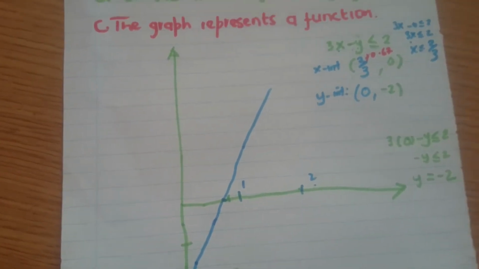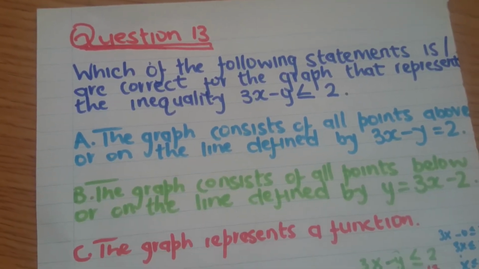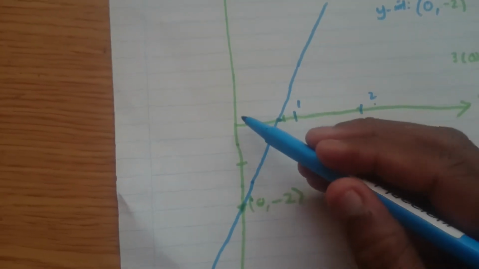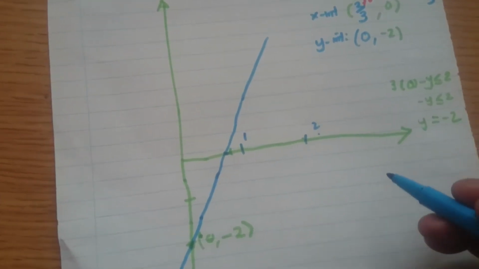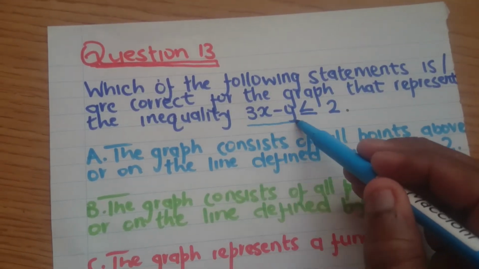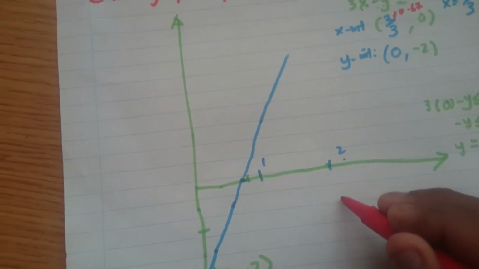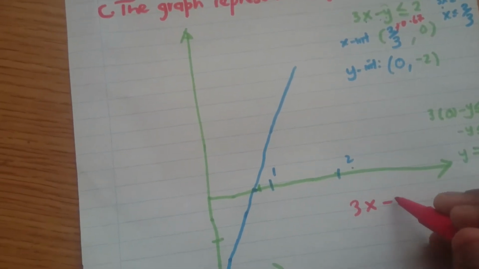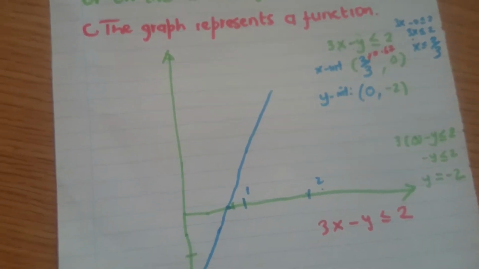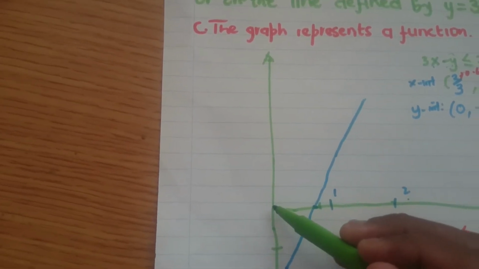But now we go back to the inequality. The equation is about an inequality, right? So we're going to have to test. How are we going to test? You take the coordinates above the line and the coordinates below the line and put them into the given inequality, which is this one right here, 3x minus y less than or equal to 2. So let's check any coordinates which are above the line. For example, 0, 0. 0, 0 is above the line.